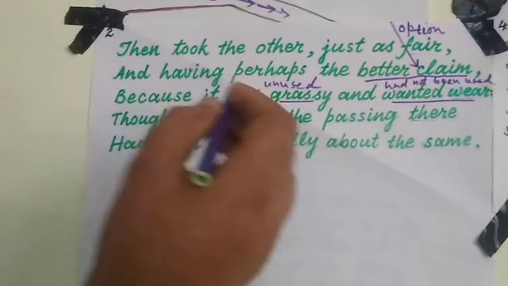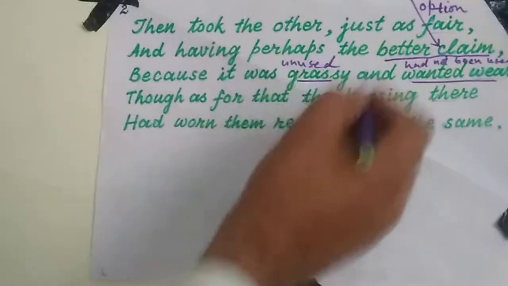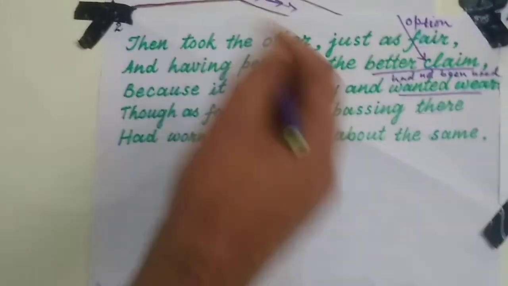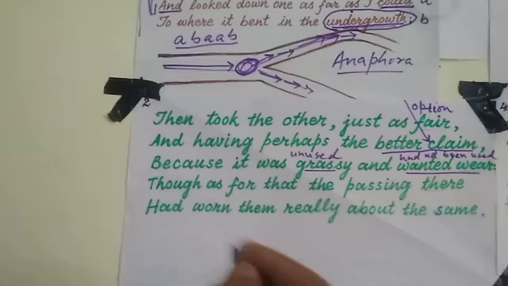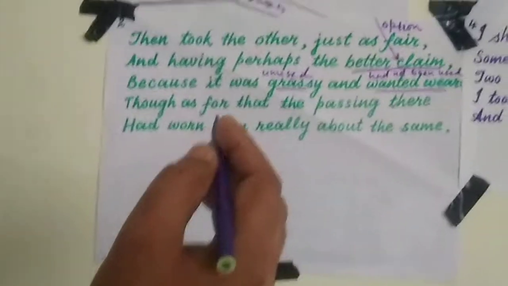So one reason he gives is that grassy means here unused. That means the road was not used. And wanted here means had not been used. That means कोई उस पर चला नहीं था.